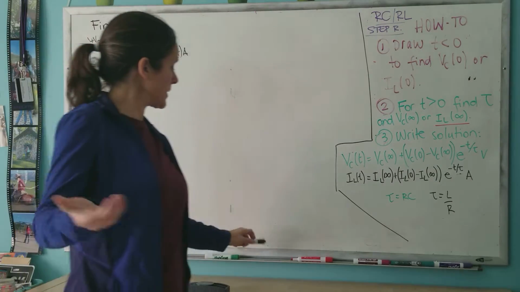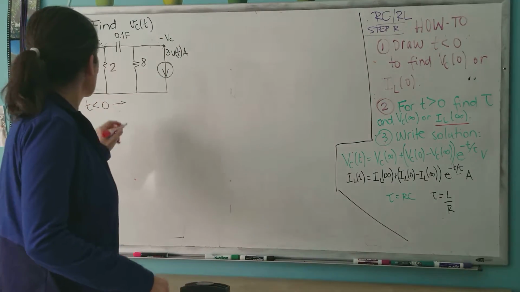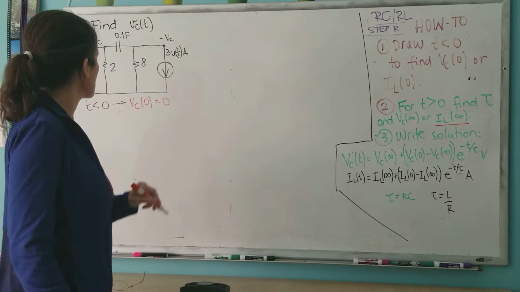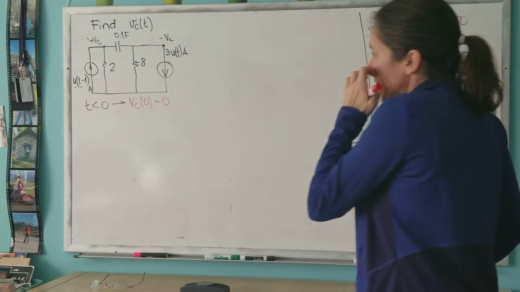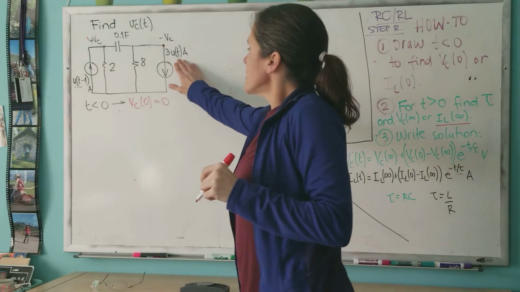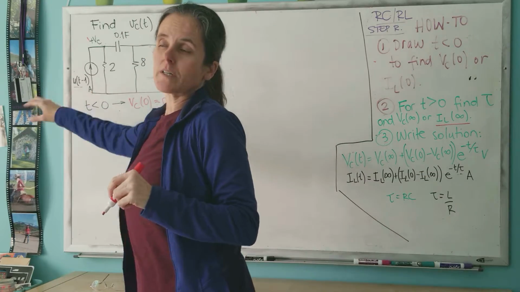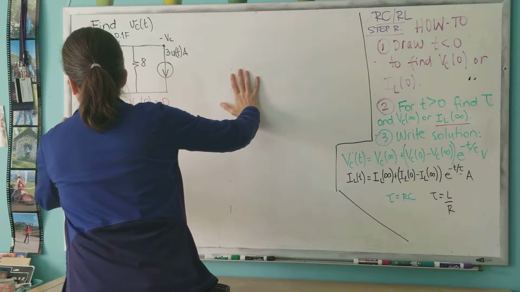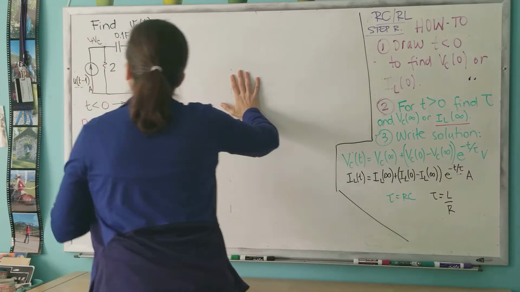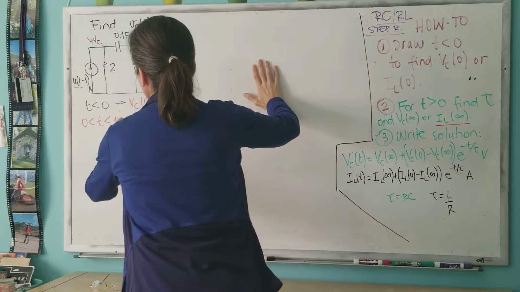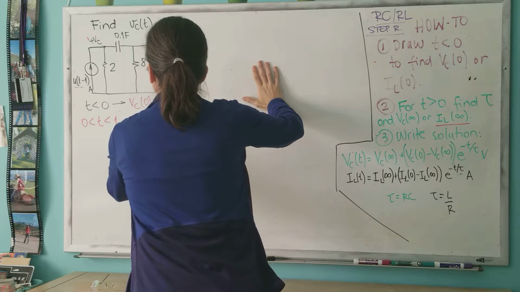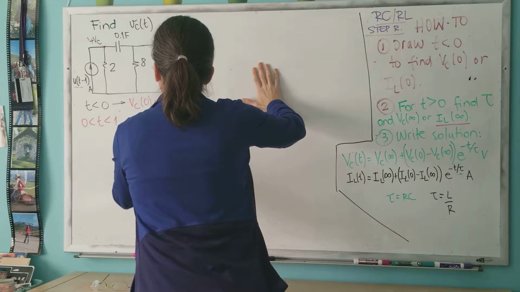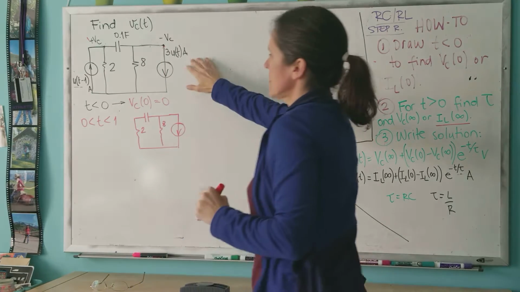There is no power supply turned on, the capacitor is not charged, the voltage across the capacitor until time equals 0 is 0 volts. At 0, this turns on, but this one only turns on at t equals 1. So now I'm going to do only between 0 and 1 seconds, and the circuit is 2 ohms, 8 ohms, and the 3 amp power supply.